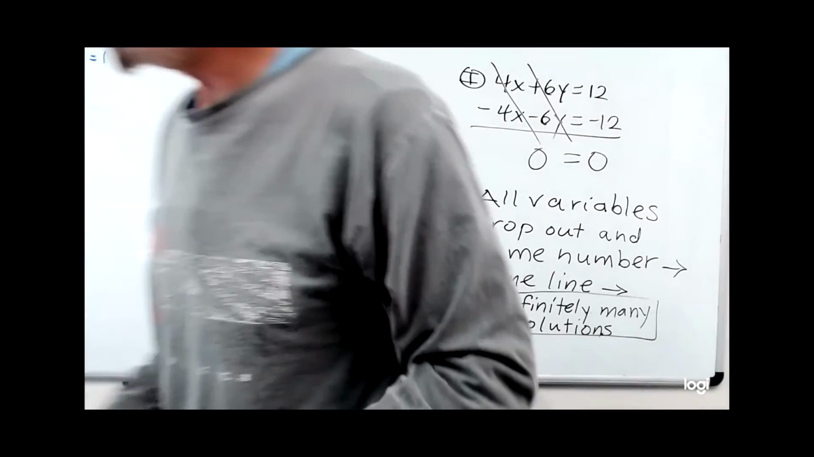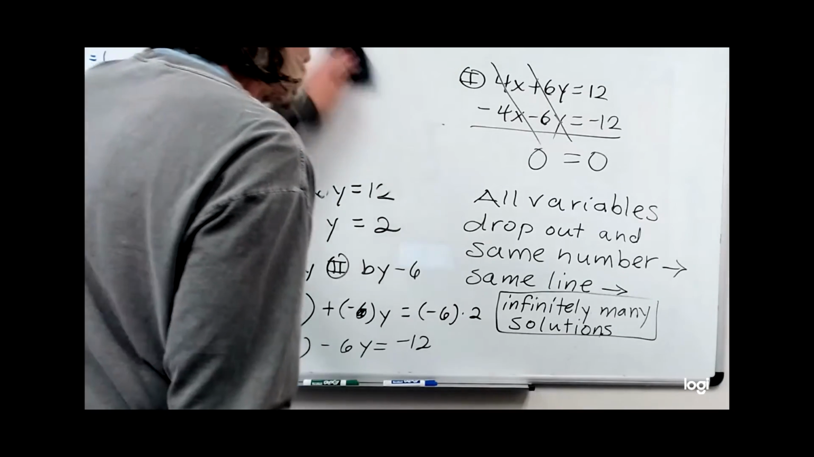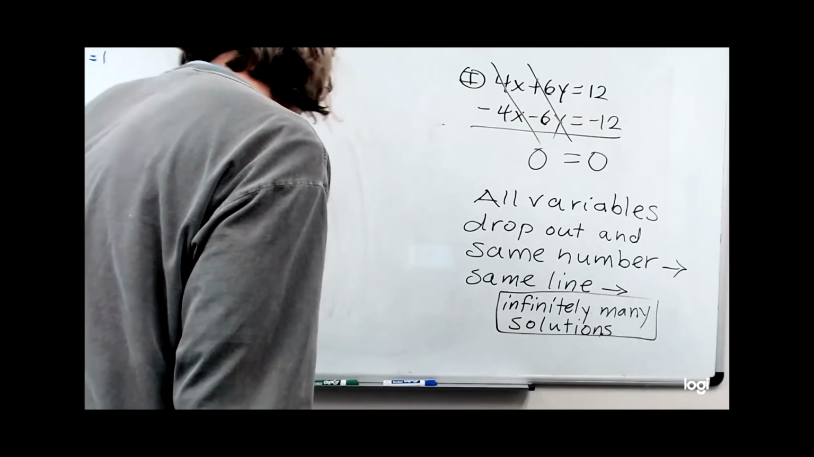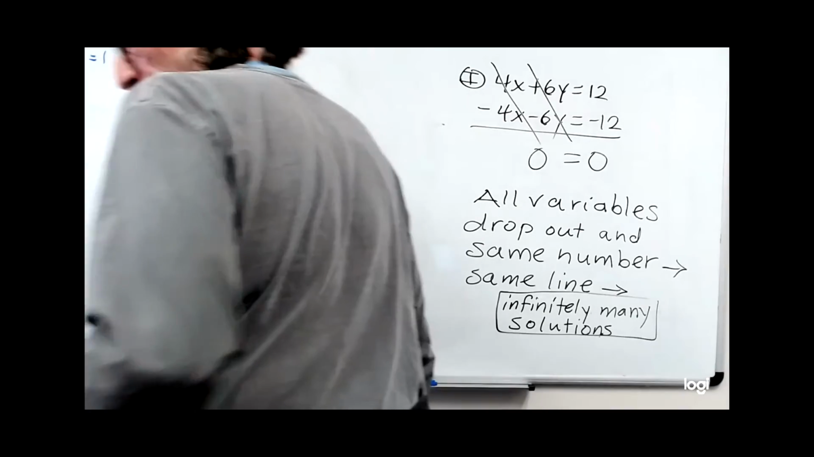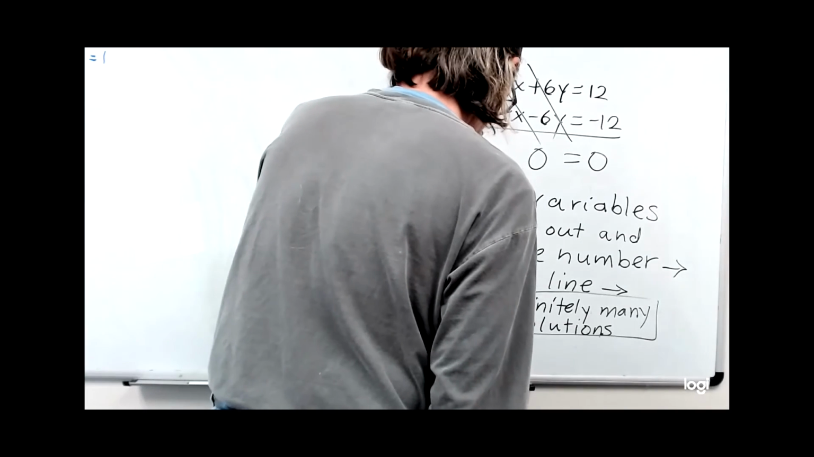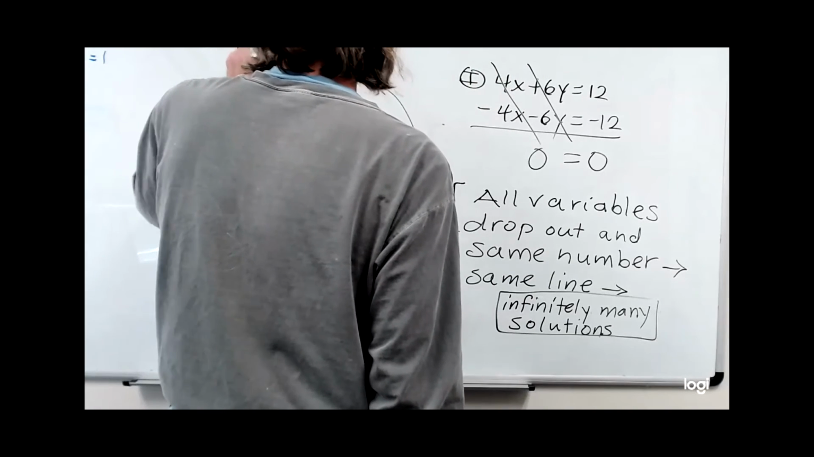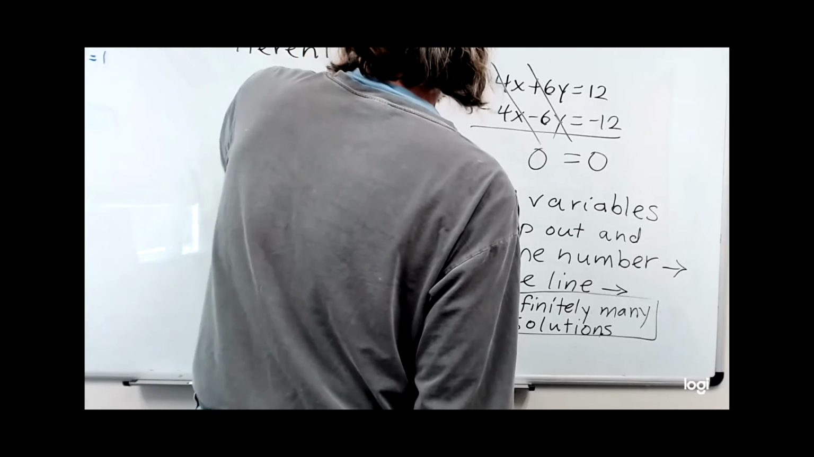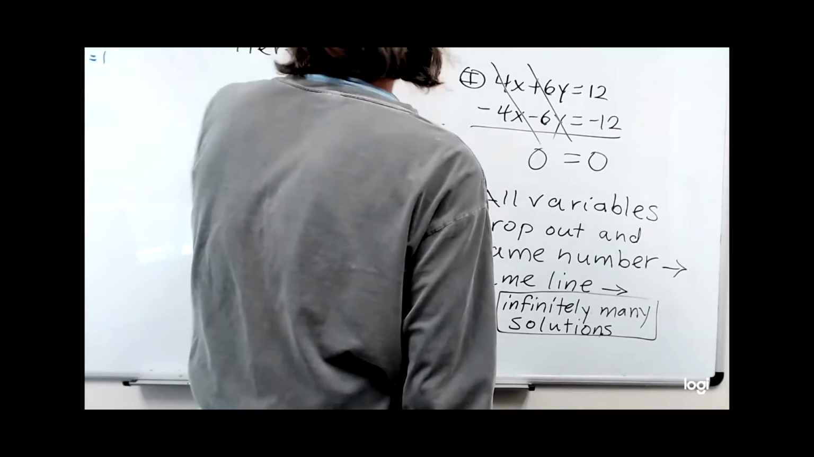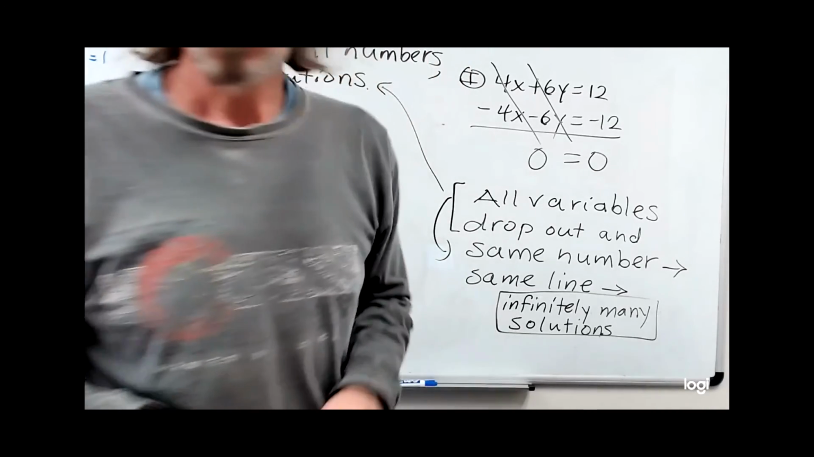On the other hand, we found out with the case where all the variables drop out, but you get two different numbers that are unequal, that there are no solutions. Graphically, you would be seeing parallel lines. You couldn't have 0 equaling some non-zero number, for example. So let's see what happens there.